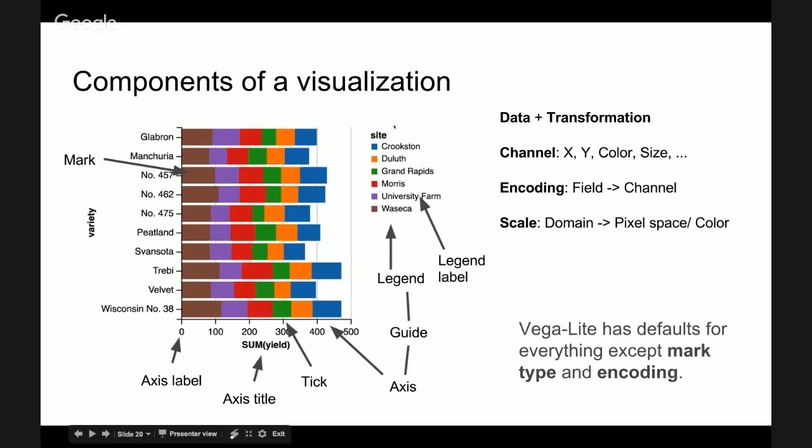The legend also has a title, legend title, legend labels, and legends and axes. Together, as a group, we call them guides. So what is a legend?